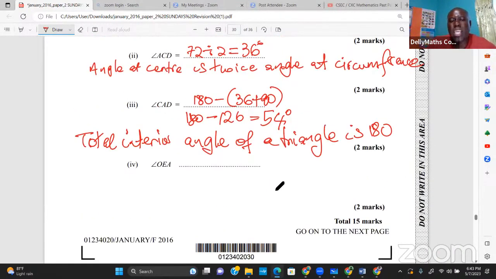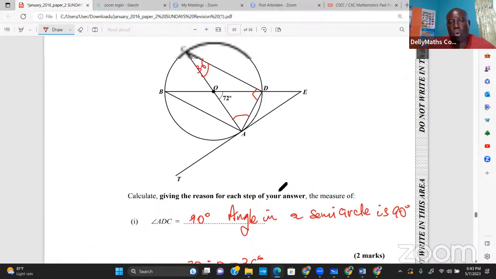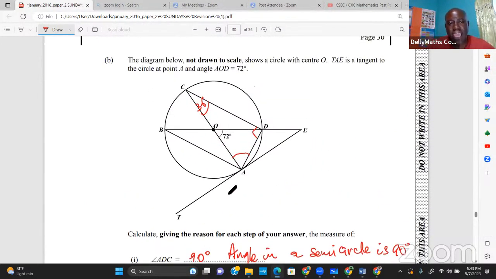Let's mark OEA. OEA. Right there. We want to find OEA right here. All right. So when you look at this, there are a number of ways that you could try to get there, right?